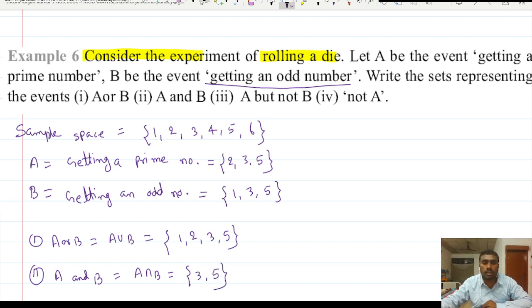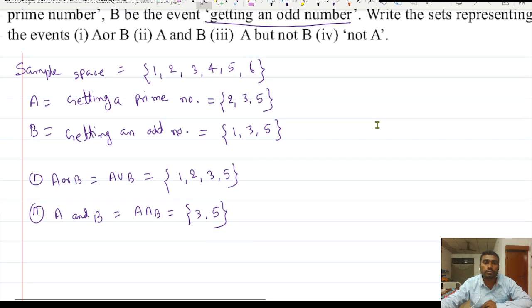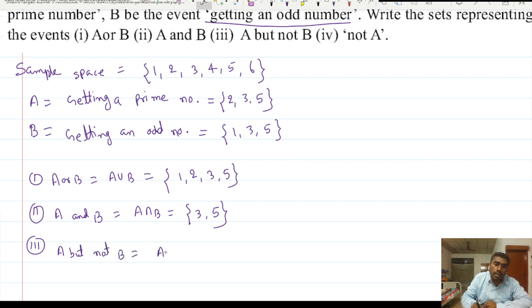Now next, the third question is talking about A but not B, right? A but not B means A minus B. So in A, whatever is also in B, you have to remove. 3 and 5 are present in B also, so we have to remove those. So only 2 is left. So A but not B means only 2.